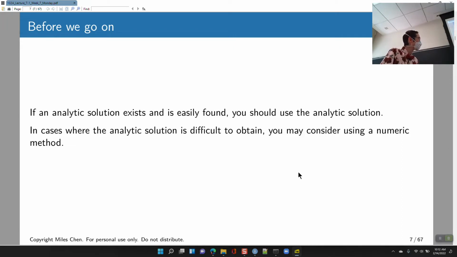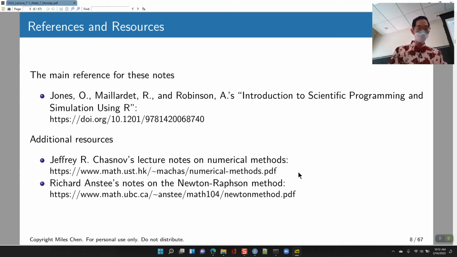Before I go on, we should just say if there is an analytic solution and if it's easily found, use the analytic solution. Don't use an approximation or a numeric method if you don't have to. But anyway, if you can't, then that's when you should use it.